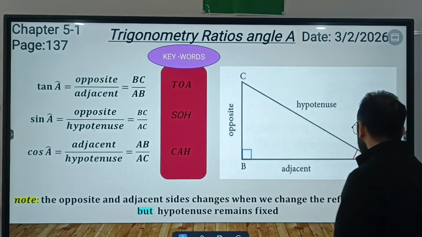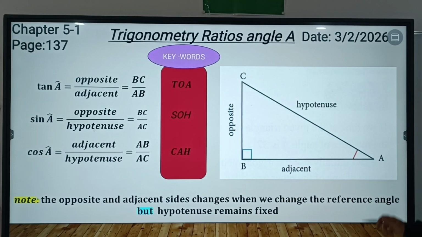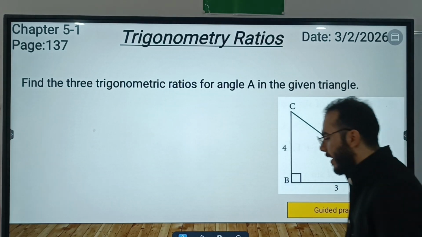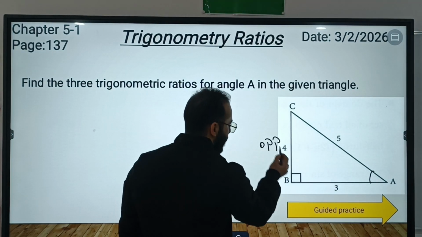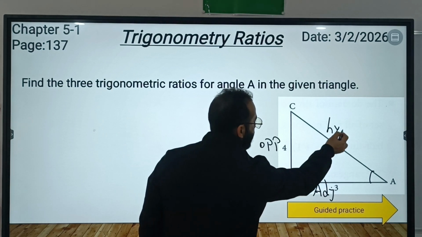All right. So let's go to the next slide. I hope that you understand this slide. So there is a numerical example here. It says find the 3 trigonometric ratios for angle A in the given triangle. So where is angle A? We need to find it out. Regarding angle A, this side is going to be the opposite. This is going to be the adjacent. And here is going to be the hypotenuse.